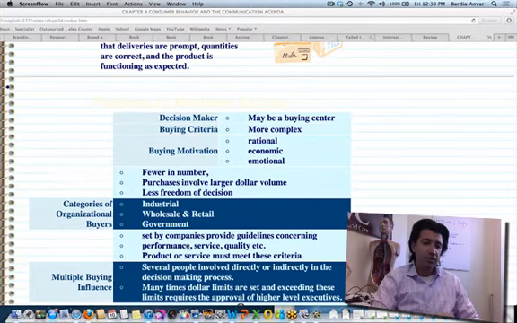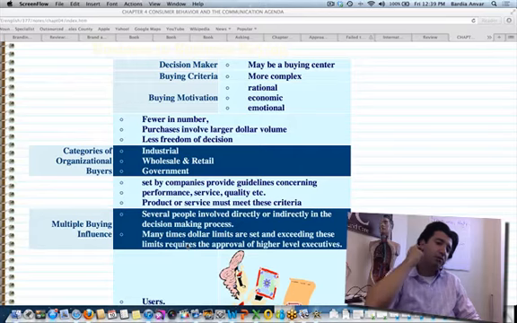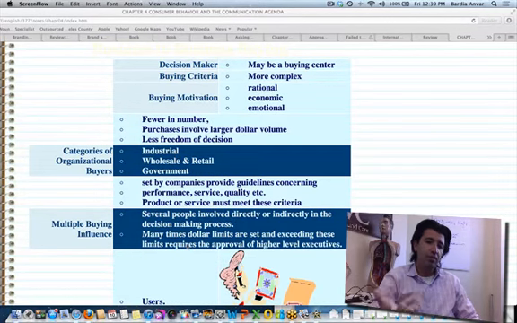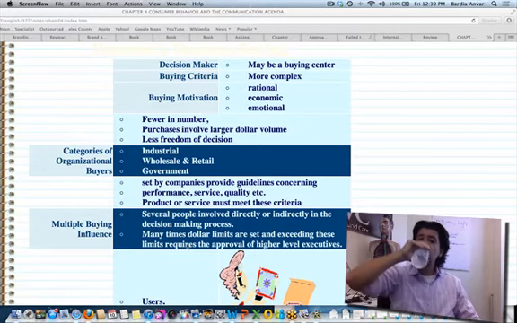The best sell is obviously an emotional sell, a relationship sell, versus somebody who's just evaluating on a rational level. So categories of organizational buyers. In our realm, it's really either a corporate or a mom and pop nursing home chain where one owner owns 2 or 3.